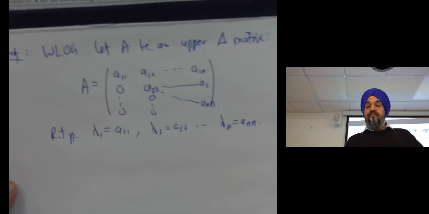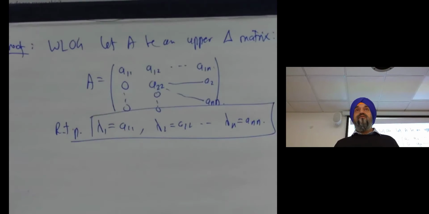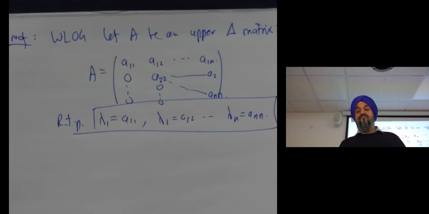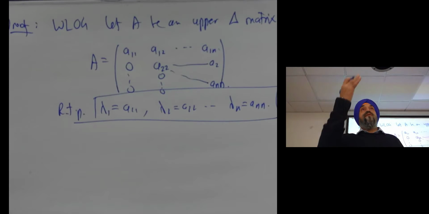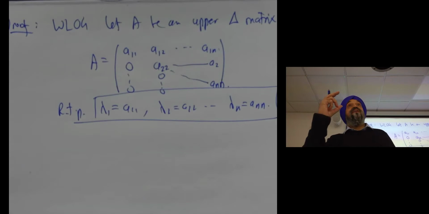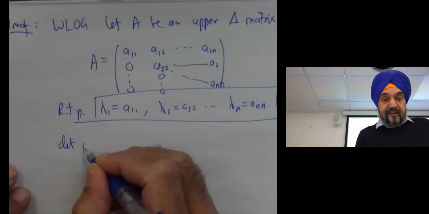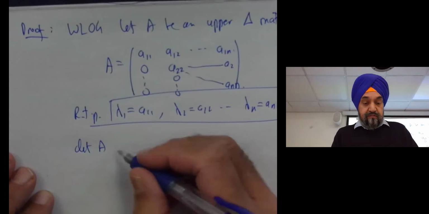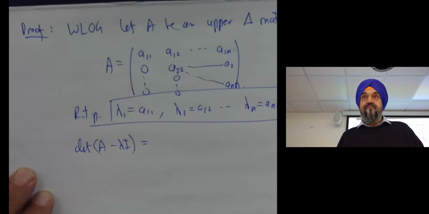What do we want to prove? That's our goal, isn't it? Our destination is to prove this. How do we prove this? How do we find the lambdas? Yes, the determinant. So det of A minus lambda I. What do we get in this case?